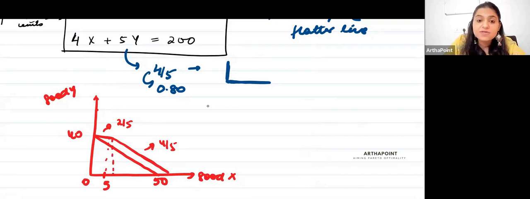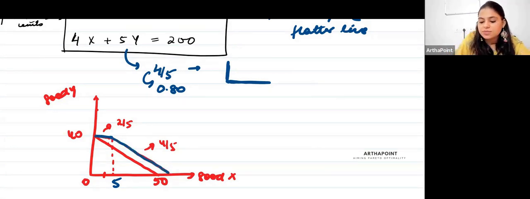Only for the first 5 units, my budget line is going to be a little flatter. Its slope is going to be lesser. It's going to be 2 by 5. And later, it is going to be again 4 by 5 like it had earlier. So this becomes my budget line.